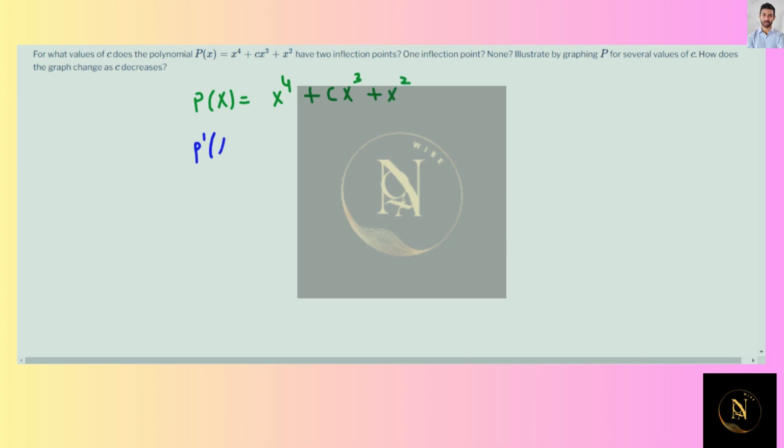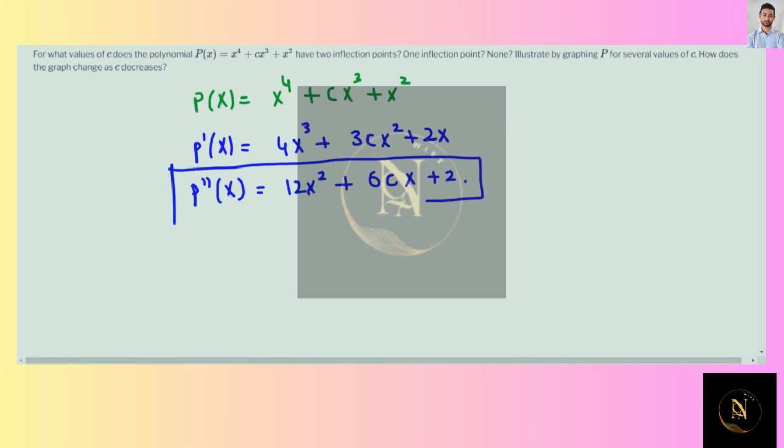The first derivative is going to be p dash x, which is 4x cube plus 3cx square plus 2x. And the second derivative is going to be p double dash x is equal to 12x square plus 6cx plus 2. Now, this is a quadratic equation if we notice carefully, and we need to find the values of c such that this will have two inflection points.